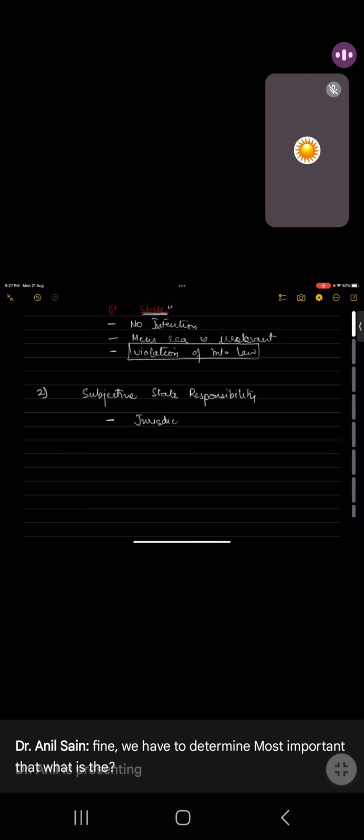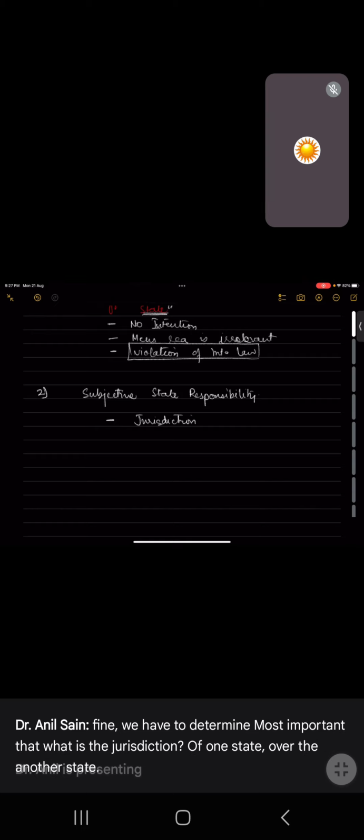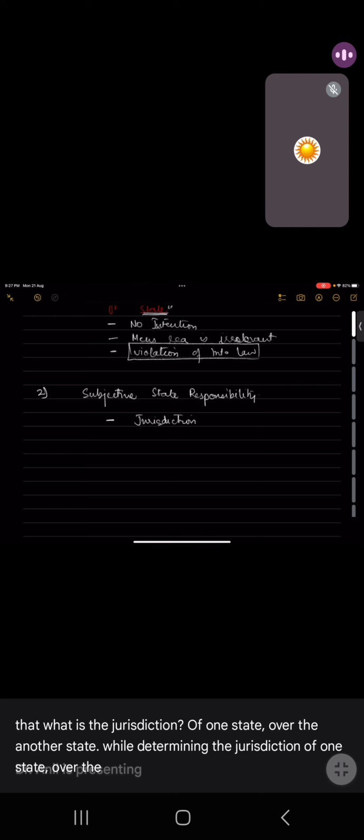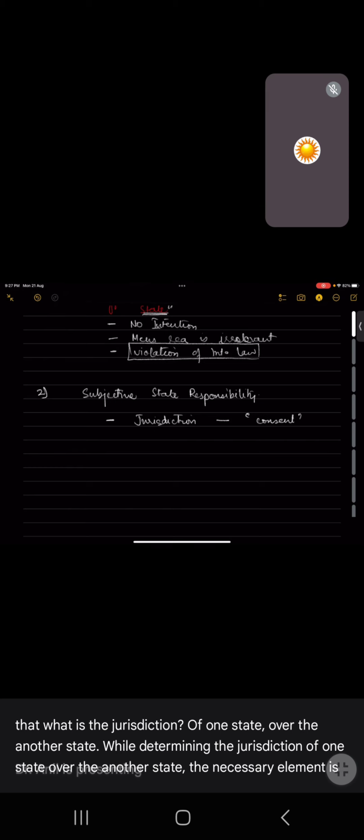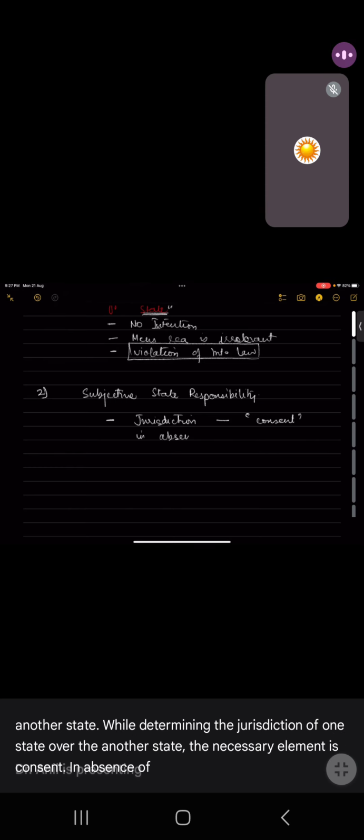Fine, most importantly, we have to determine what the jurisdiction of one state over another state is. While determining the jurisdiction of one state over another state, the necessary element is consent. In absence of consent, sovereign immunity will not be available.